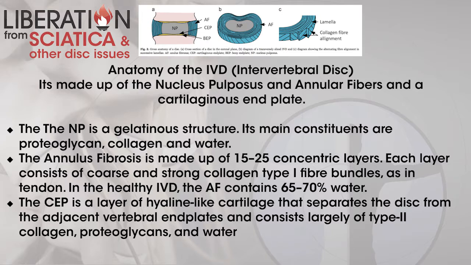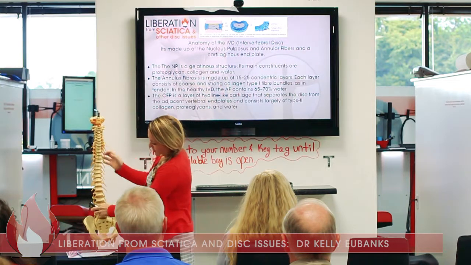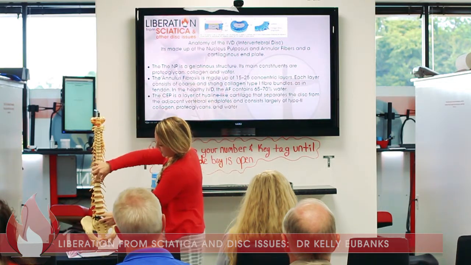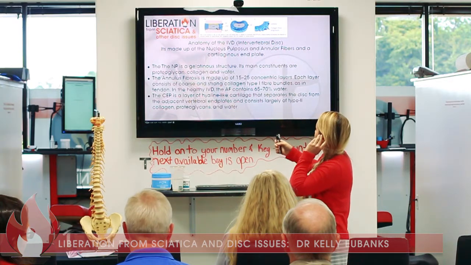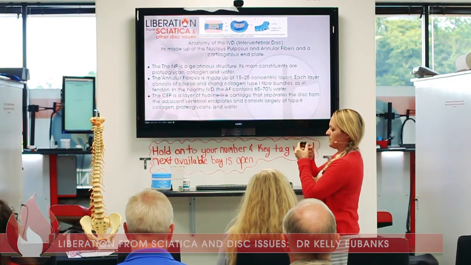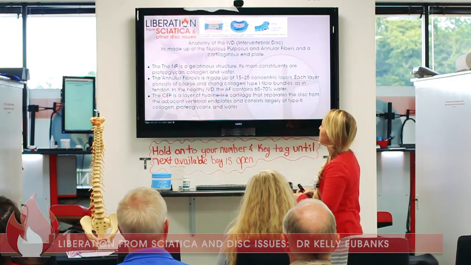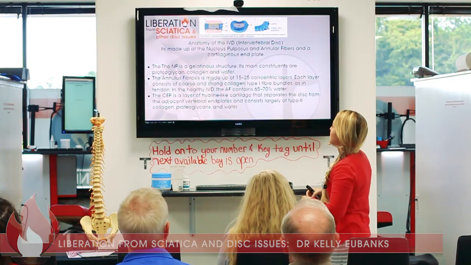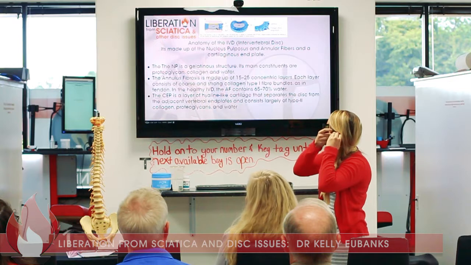So to begin, a little anatomy. The intervertebral discs are in between your vertebral bodies. So those are the little guys sitting through there. To break it down even further, the innermost portion, you can see where it says NP, that's called the nucleus pulposus. That is a gelatinous structure. Its main constituents are proteoglycan, collagen, and water.